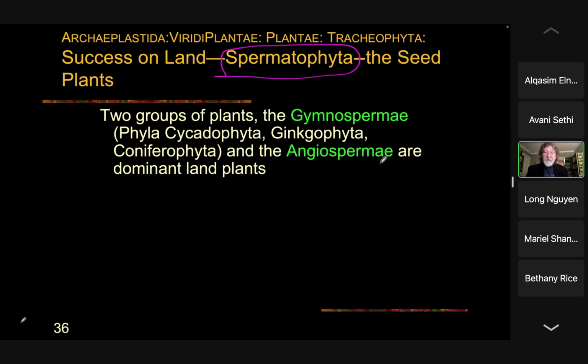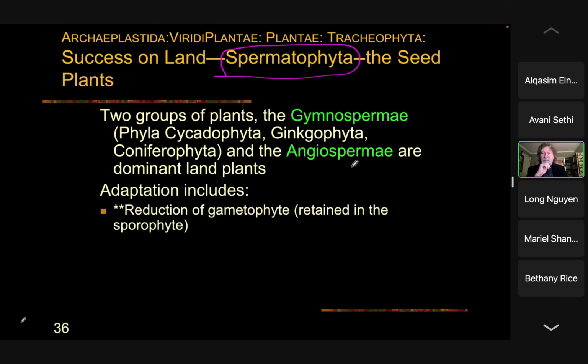The angiosperms are flowering plants. Today, they are the most dominant plant. Most species out here that you see happen to belong to the flowering plants. Okay, so I'm talking about both gymnosperms and angiosperms as spermatophytes. They are really more adapted to terrestrial conditions in their reproductive cycles than even the ferns.